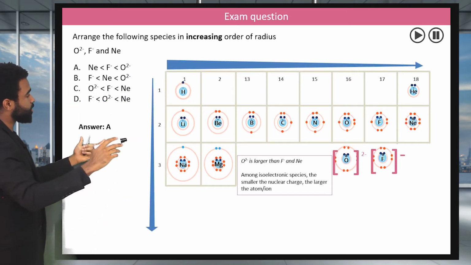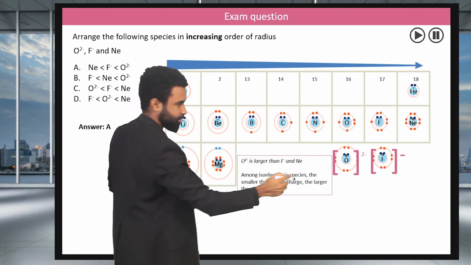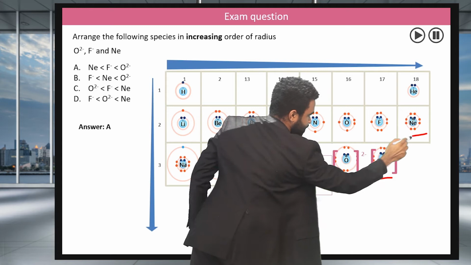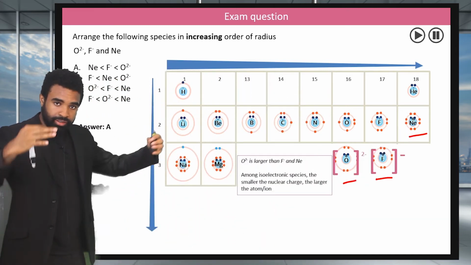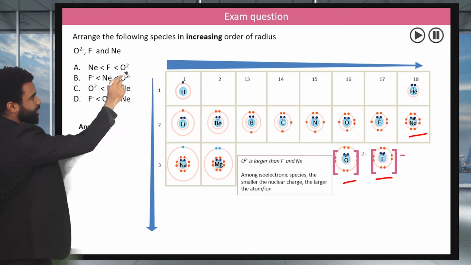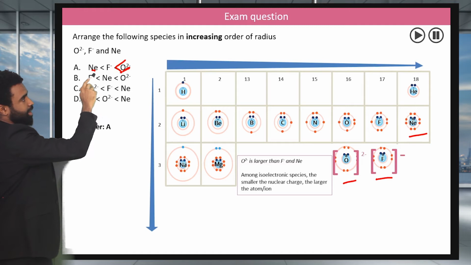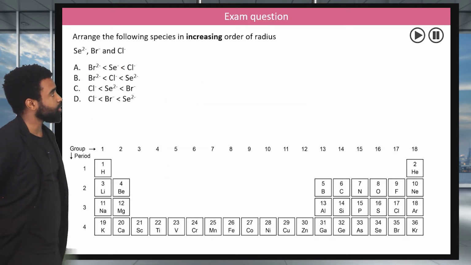So in increasing order of radius, we have these three, O2 minus, F minus, and Ne. This is exactly what we just did, right? And we can see Ne is the smallest. Why? Because it has the largest charge. So the charge is pulling in the electrons. And O2 minus is the biggest, and Ne is the smallest. And F minus is in the middle. Let's look at another one.